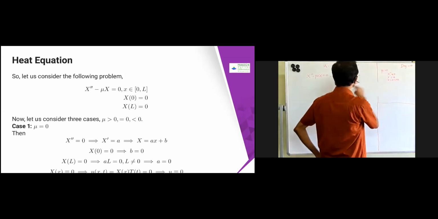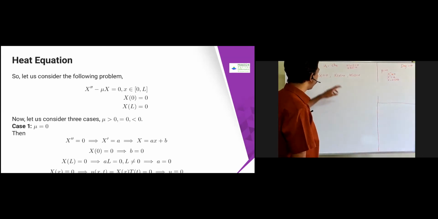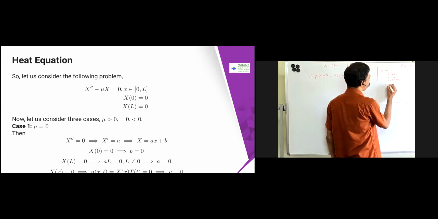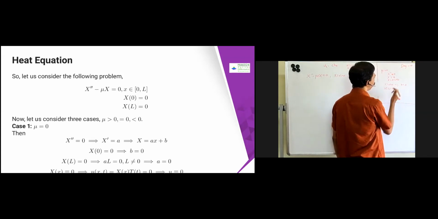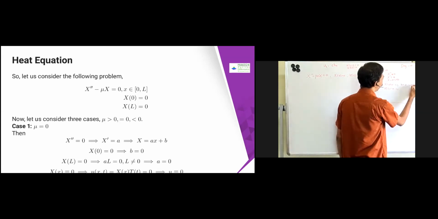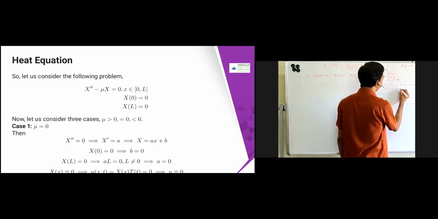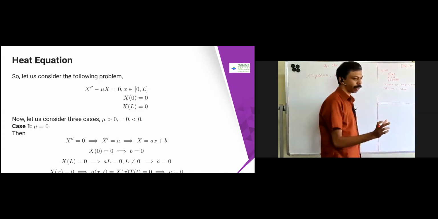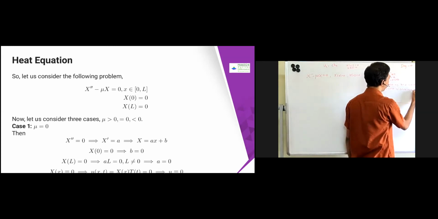I just solved this one: x double dash equal to mu x, mu is 0, therefore x equal to ax plus b. Now I apply the conditions. I put x of 0 equal to 0, which implies that b equal to 0. So x equal to ax only. Now if I put x of l equal to 0, this becomes al equal to 0, but l is a positive length. Therefore, a equal to 0 because l is not equal to 0.